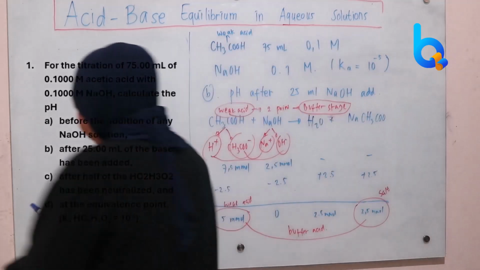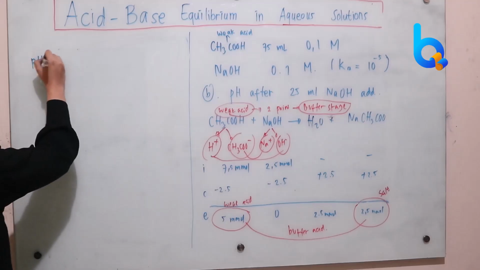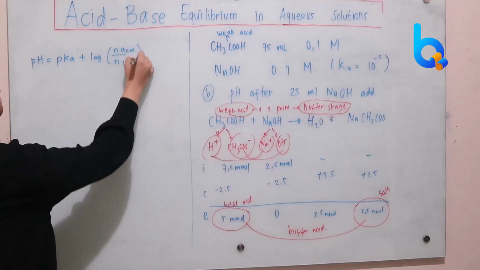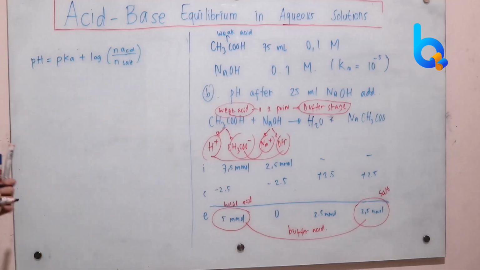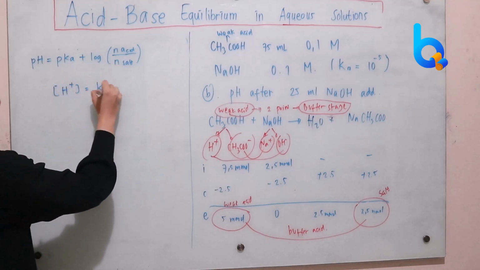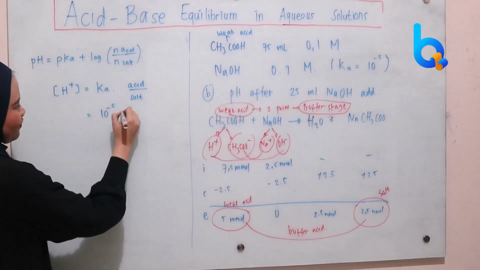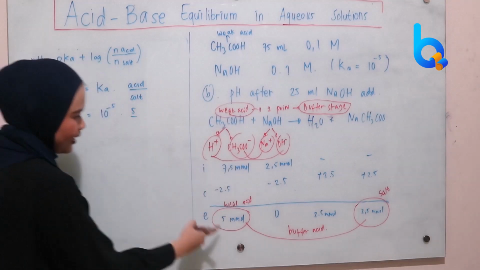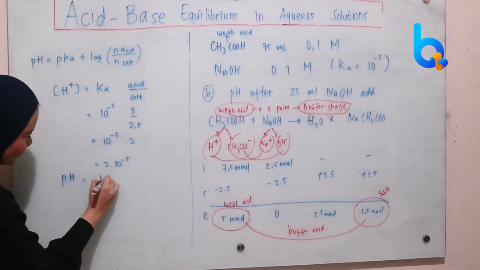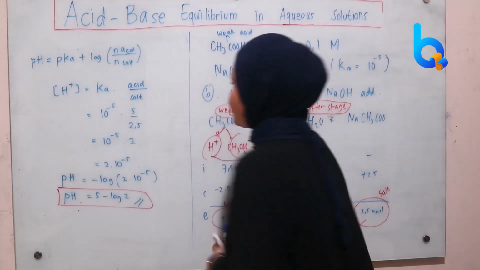Okay. In the previous introduction, I said that to calculate a buffer acid we have pH equals pKa plus log mole acid per mole salt. But to make the equation simple, we can just calculate H plus as Ka times acid per salt. Okay, we have H plus equals 10 to the power of minus 5, acid we have 5, and then we have salt 2. Like this, we have pH equals minus log 5 minus log 2. Okay, we move to the C.